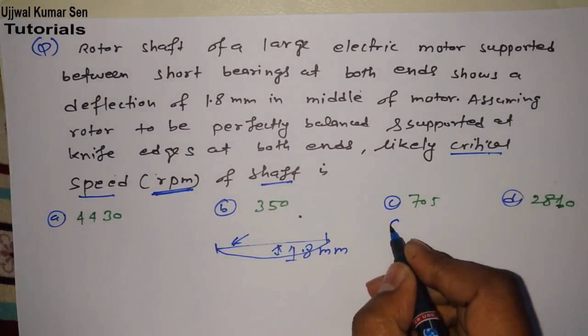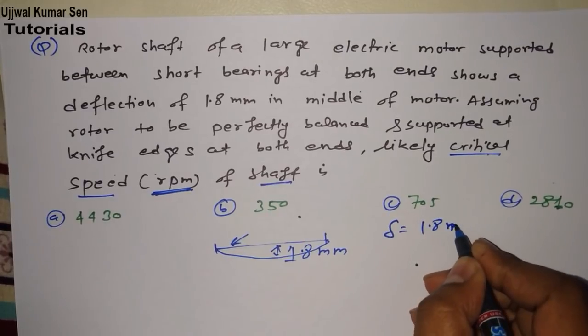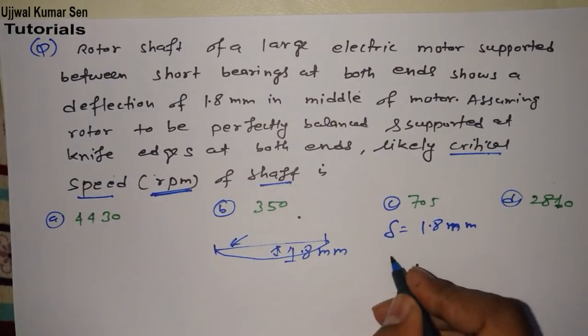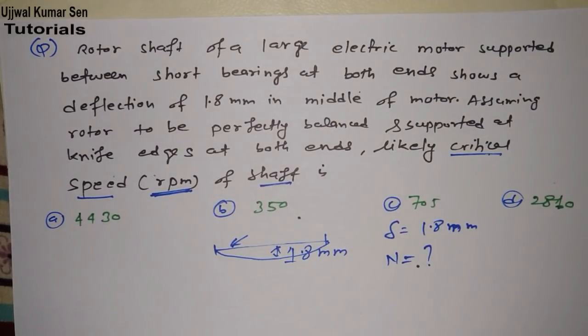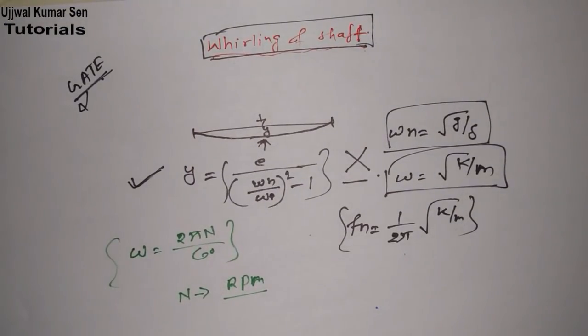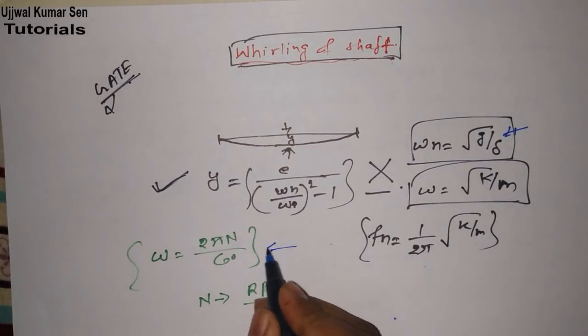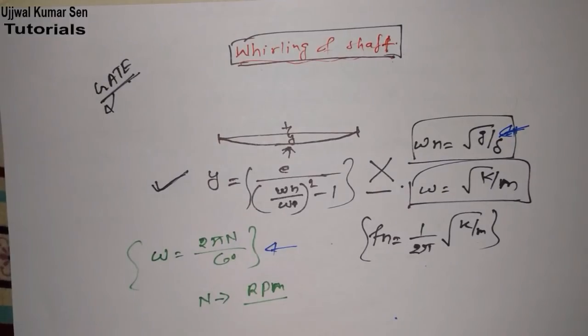The data given in this question is delta is equal to 1.8 mm. This is the single data given in the question, and we have to find out N, the value of N. Now let's review again those formulas which I have shared with you in this video tutorial. These are the formulas related to whirling of shaft. So can you guess which formula can help us to find out the answer? Only one formula here, and another formula is here. How? Let me share with you.